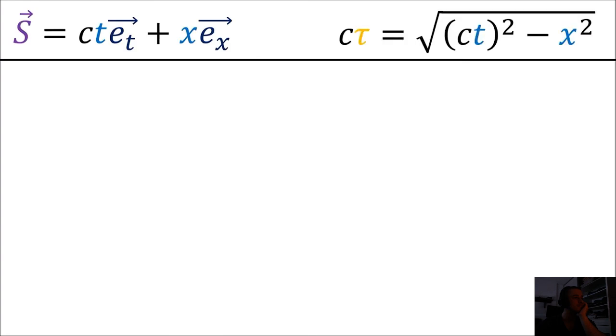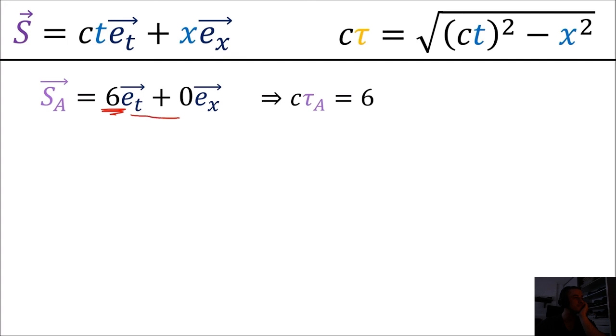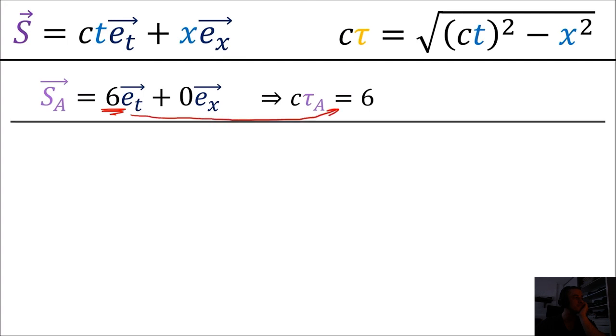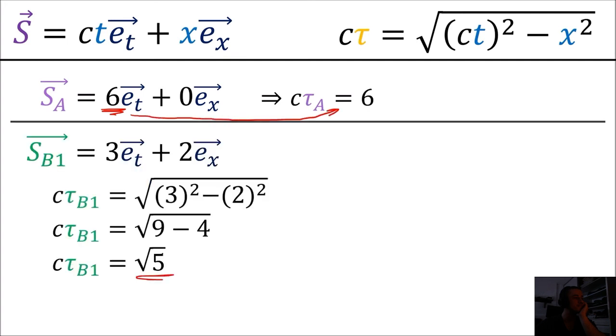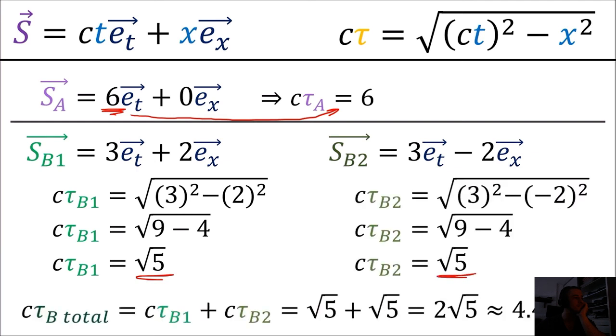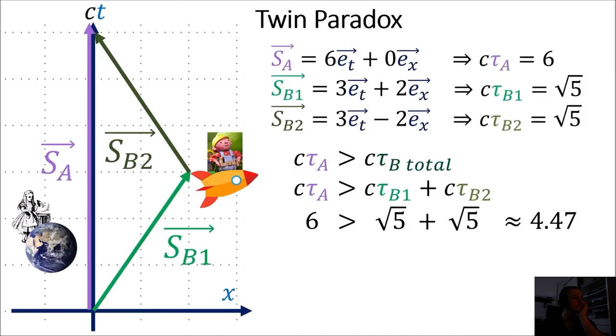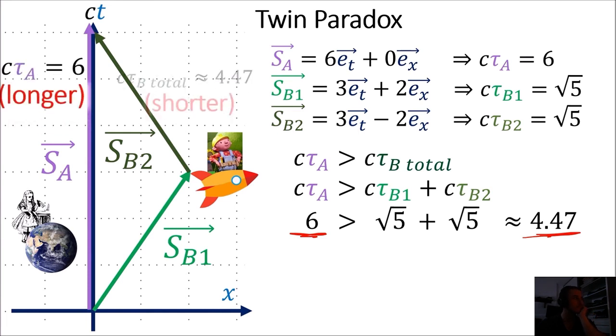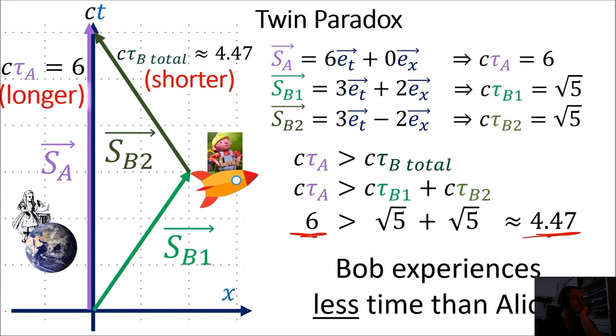Using our formula for proper time, it's not hard to see that Alice's proper time, c times tau, is just 6. And if we calculate the proper time for the 2 segments of Bob's world line, we get the square root of 5 plus the square root of 5, which is about 4.47. So given these results, we find that Alice's total proper time of 6 is actually greater than Bob's total proper time of 4.47. So even though Alice and Bob start and end their journeys at the same points in spacetime, Bob actually experiences less proper time overall than Alice.